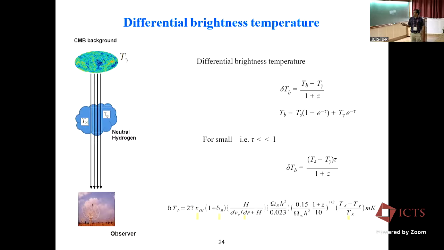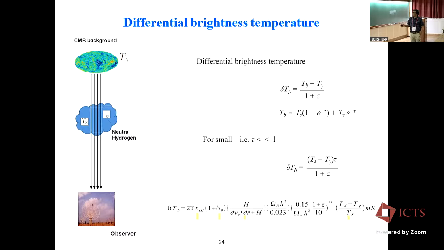If TB is the same as T gamma, then delta TB will be 0, and there will be no impact of the intergalactic medium. Now TB is this, and we have also divided by a factor 1 plus z. That's because the universe is expanding, so the radiation temperature will scale as 1 plus z, like all other radiation, CMBR radiation and any other radiation. So this is the temperature that we can observe.